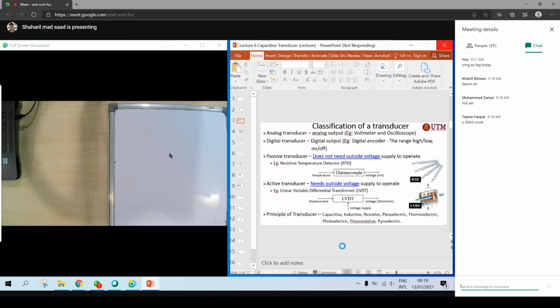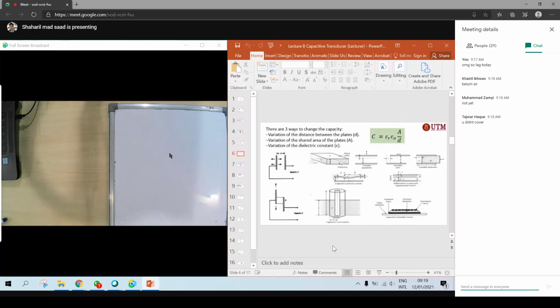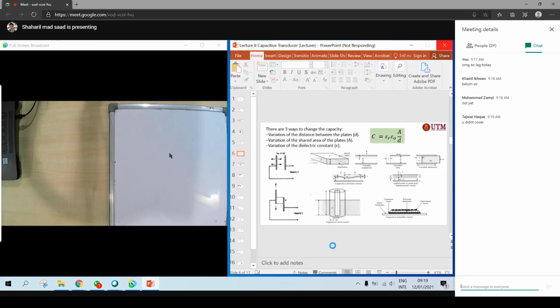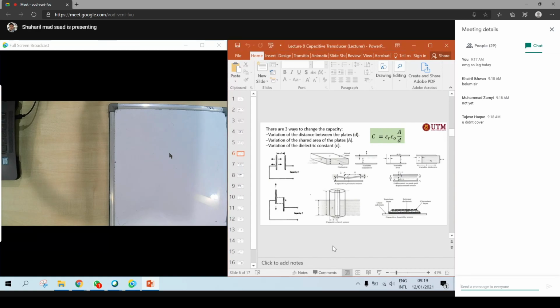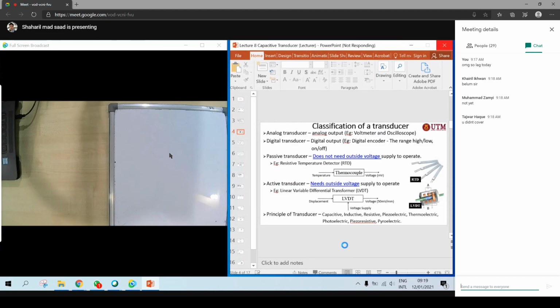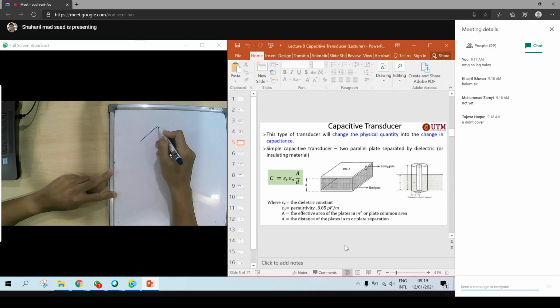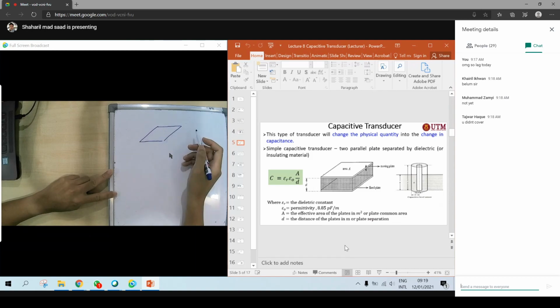Let's look at what a capacitive transducer is. A capacitive transducer consists of two plates. Sorry guys, I don't know why it's lagging. My computer is lagging right now. All right, so it's quite simple. We call it a moving plate here, right?